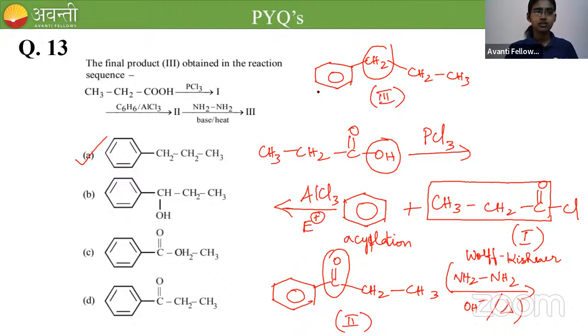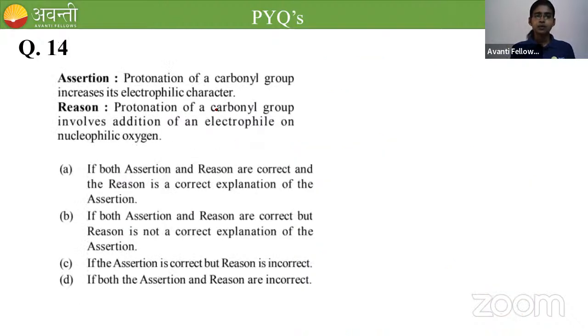Okay. Then we'll go for question number 14 for today's class. The protonation of a carbonyl group increases its electrophilic character.